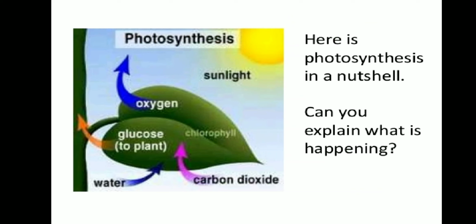So here is photosynthesis in a nutshell. Can you explain what is happening here by seeing the picture? See, the leaf part of the plant gets the carbon dioxide, water, and chlorophyll is already present in the plant, the green pigment. In the presence of sunlight, it is releasing out, follow the arrow mark, glucose as well as oxygen.